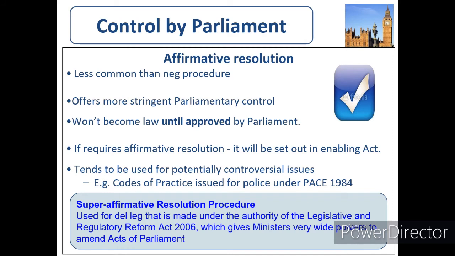The affirmative resolution, though, is a much more stringent control. It's far less common, and the Enabling Act will state in it if the piece of delegated legislation has to go through the affirmative procedure. Basically, if it's an affirmative resolution statutory instrument, it won't become law unless Parliament has voted it in. So Parliament has to formally approve the law.